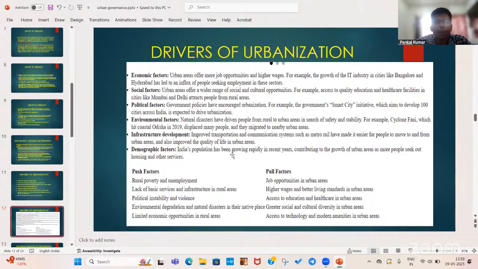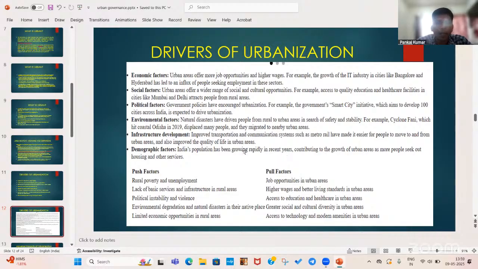Then comes demographic factors. India's population has been growing rapidly in recent years, like there is no need to mention it. India has recently become the most populous country in the world, the country having the largest population, number one in population. So it also contributes to the growth of urban areas, as more people will seek out housing and other services which are not available in rural areas.